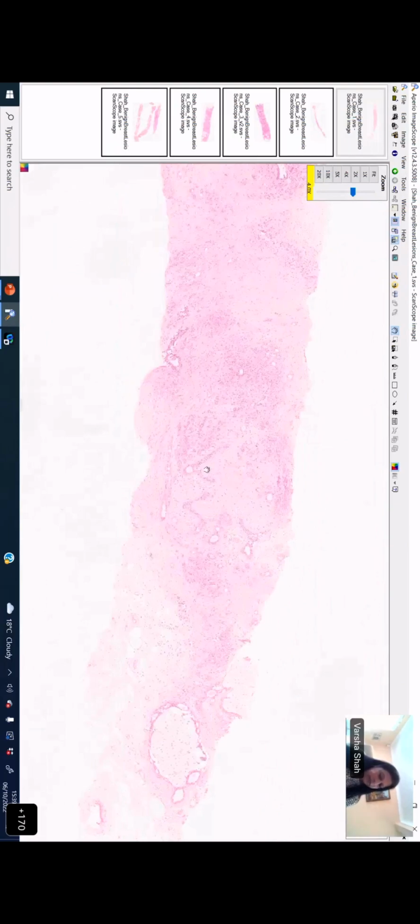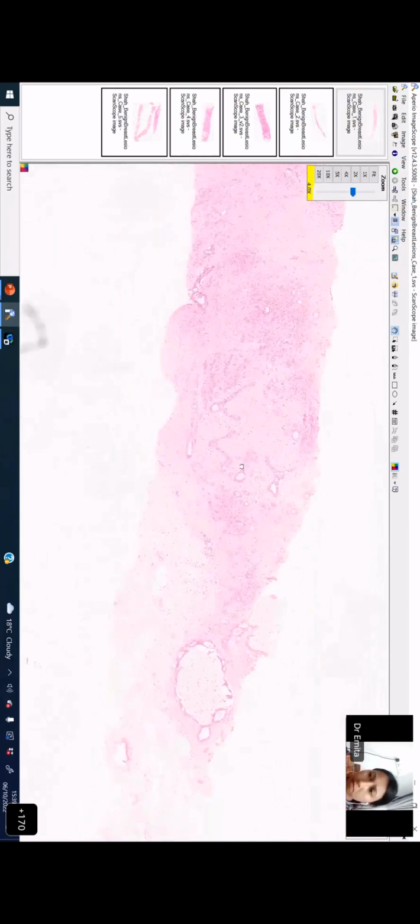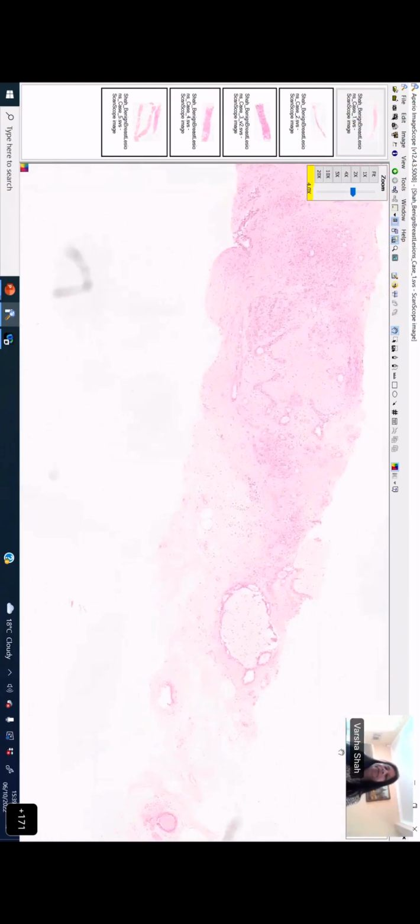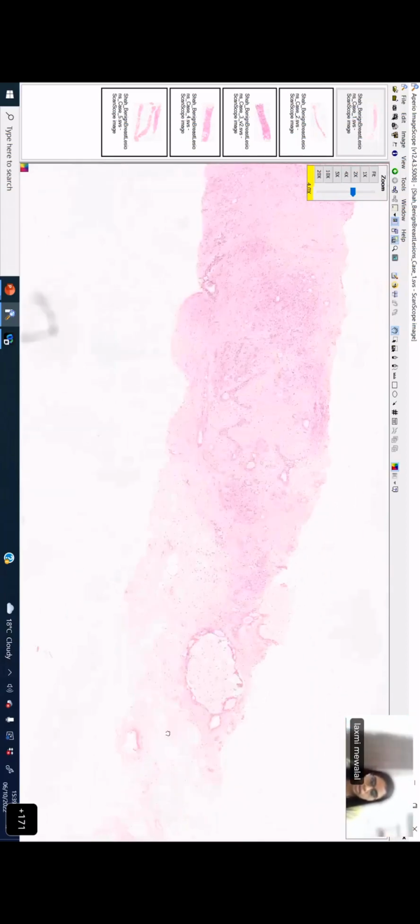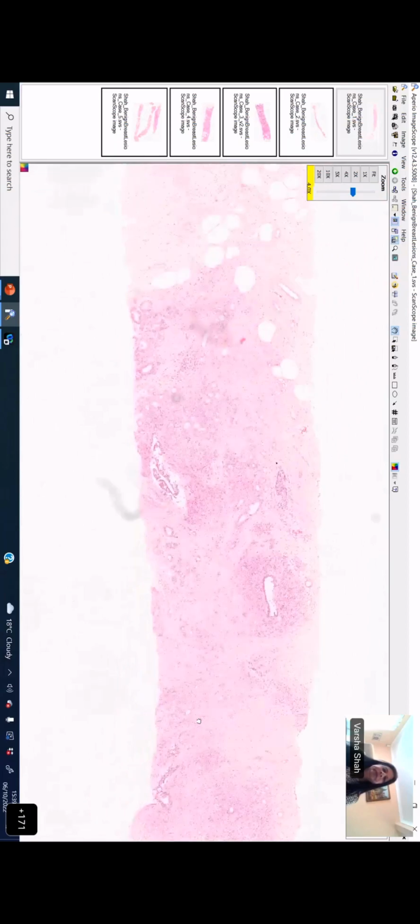Okay, shall I try? Lakshmi, do you want to describe? Lakshmi, please unmute and speak. Yes, ma'am. In this section of breast biopsy, there are adenotic foci and areas of fibrosis.